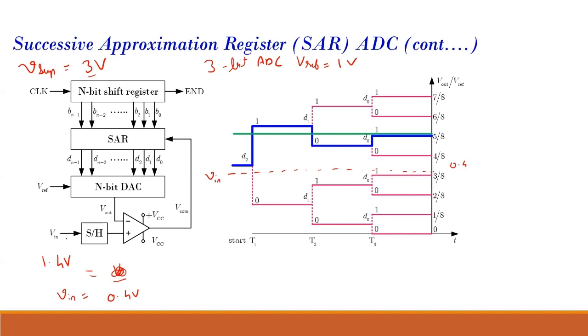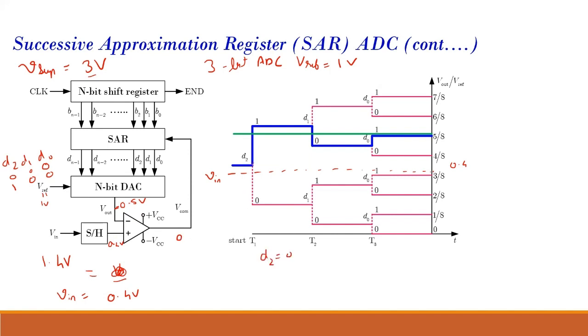Initially, all these bits, D2, D1, D0, they all are 0, 0, 0. When I tell it to start sampling, it will set D2 to 1. All the others are 0. So when D2 is 1, the DAC will convert this. Since my Vref is 1 volt and this is 100, the V output which I will get will be 0.5 volt. So 0.4 volt will be compared with 0.5 volt, and you can see the output of this comparator will be 0.